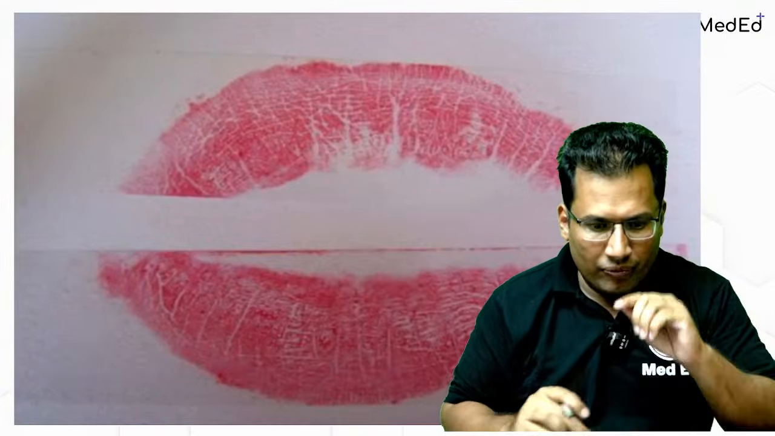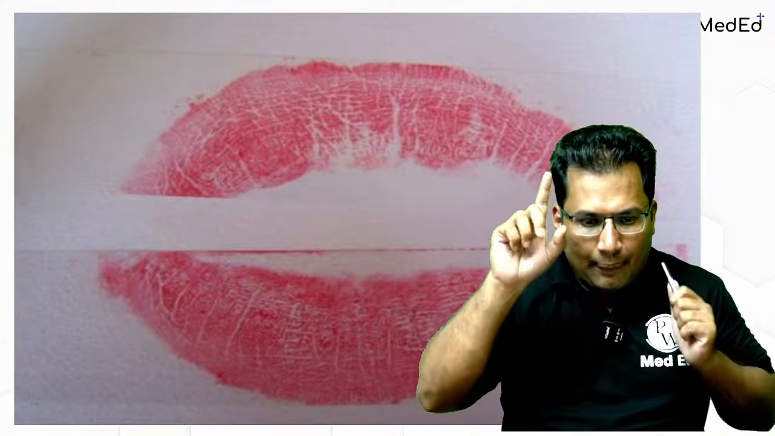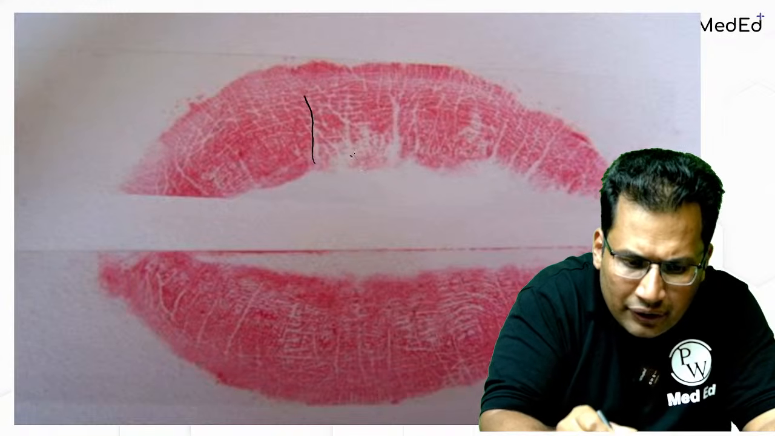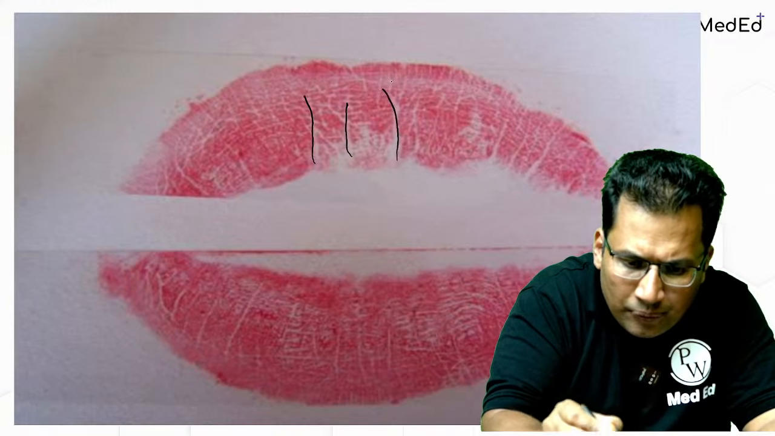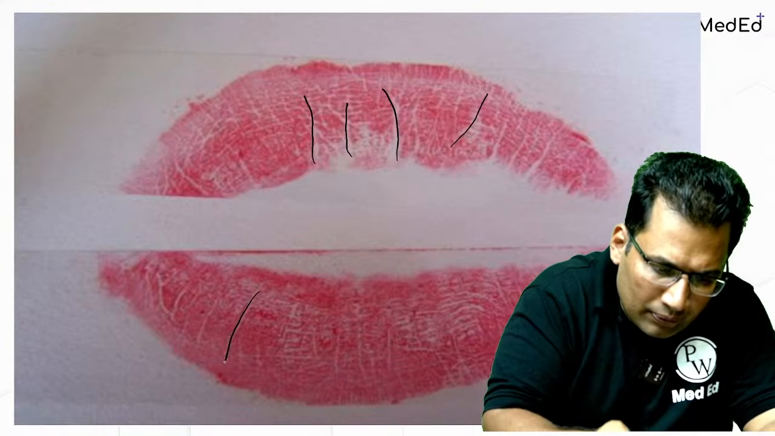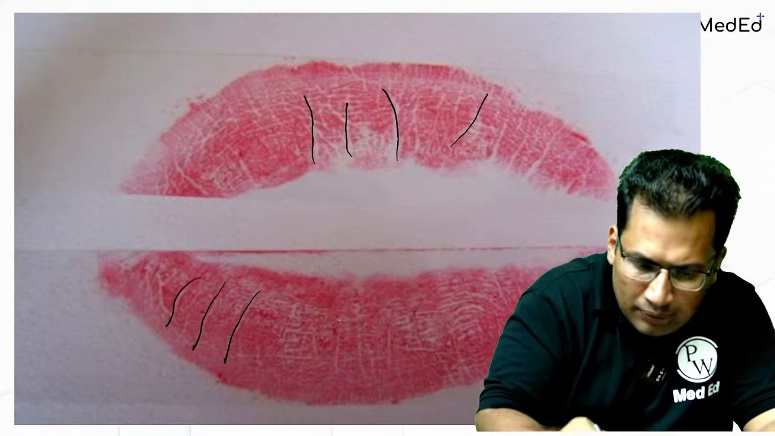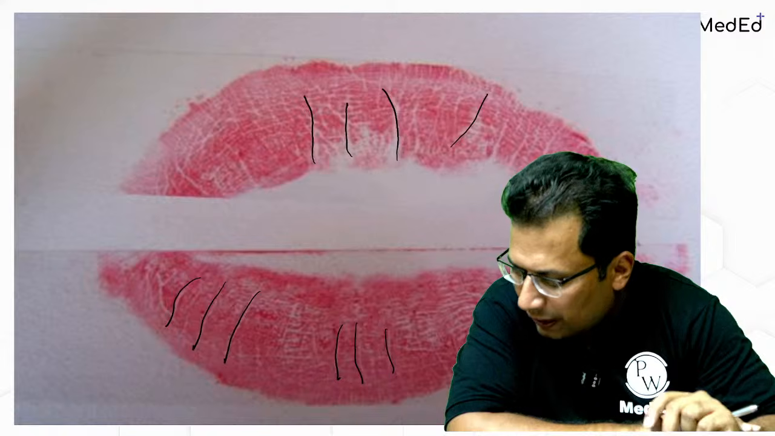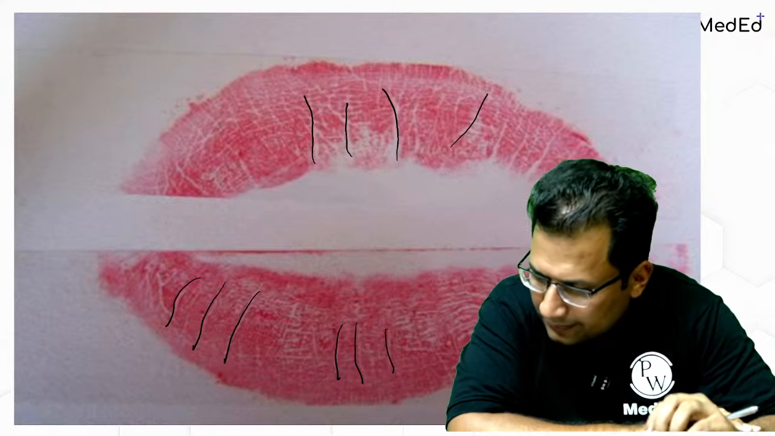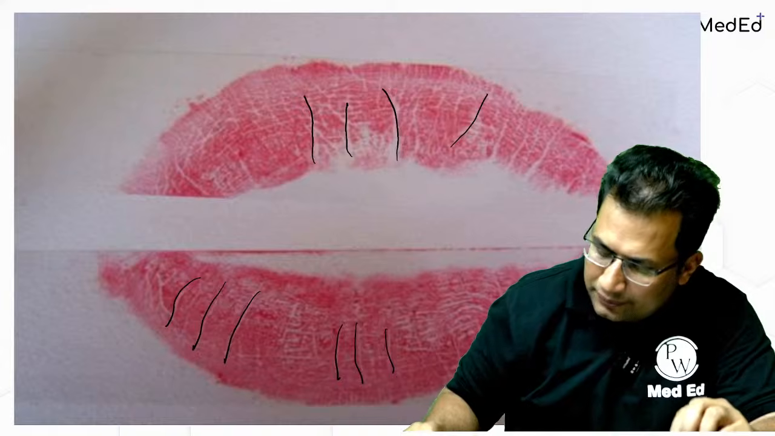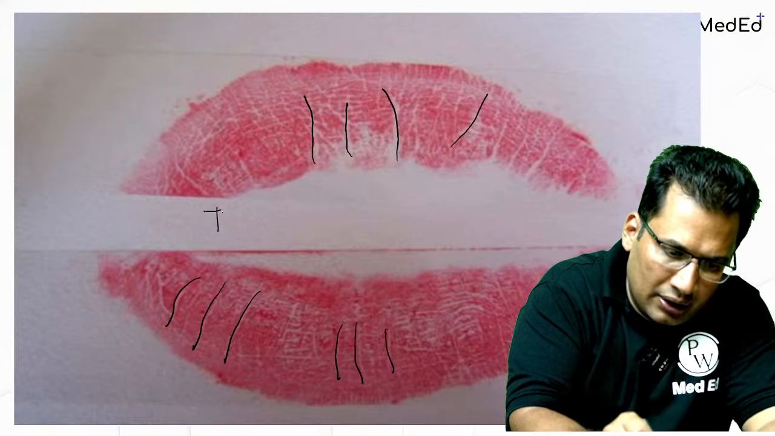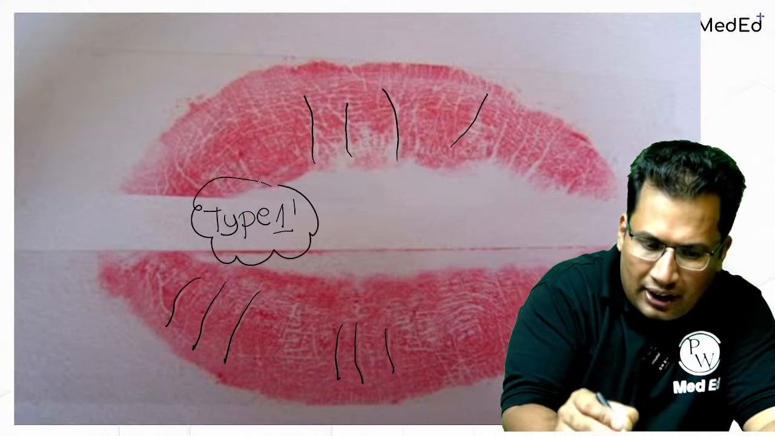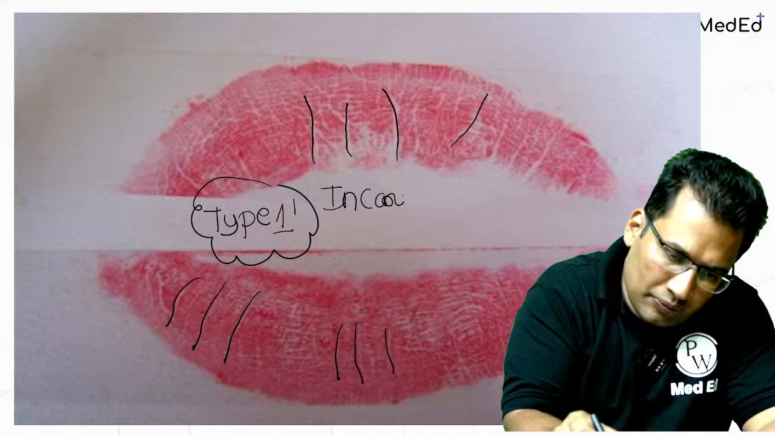Now look at this. Here is the type of fingerprint in the crime scene. You can see here, it shows like this. Identify this type of fingerprint, type of cheiloscopy. So this is basically type 1 prime. It is incomplete, that's why.